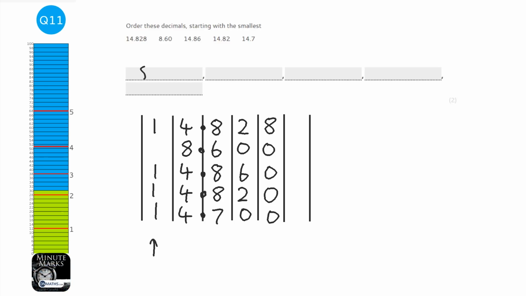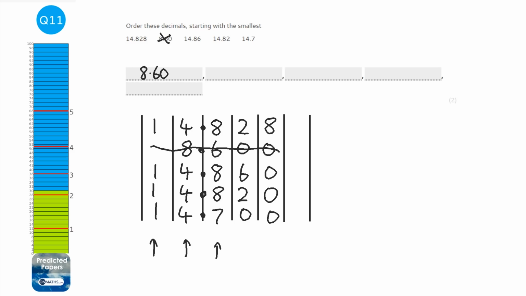So the 8.60, and I have to put the 0 because that's how it's said in the question, is definitely the smallest. So we can cross that out. That's definitely the smallest. All the other ones are tied. They're all 1 in that column. So we move over to the next column, the next one to the right. So 4, 4, 4, 4, they're all tied. So I keep moving along.